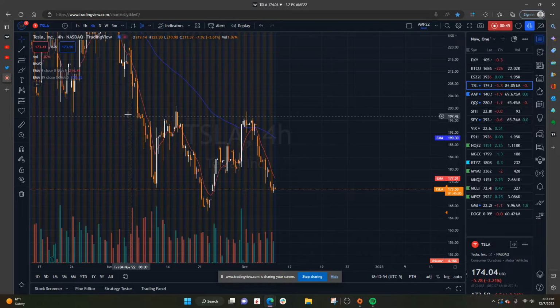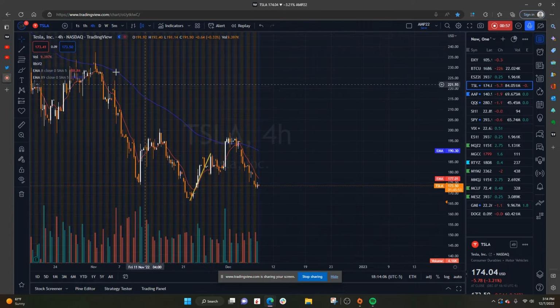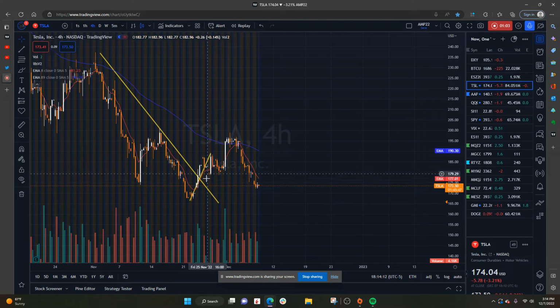Okay. The first thing I want to show you what we're looking for is XA moves. So when we're talking about XA moves, we're talking about a strong drive, an obvious drive, especially after a downtrend break. This is very helpful in noticing this type of move.